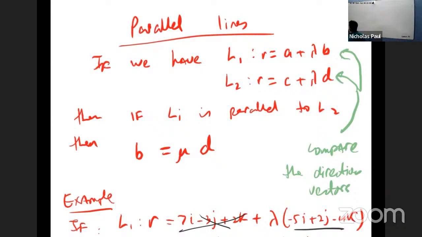All right, that's to show parallel. And please don't focus on the points, focus on the direction vectors. One is lambda, one's supposed to be mu here. B is equal to mu D here. So B is equal to mu D.